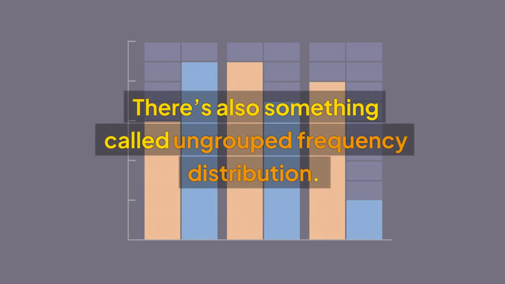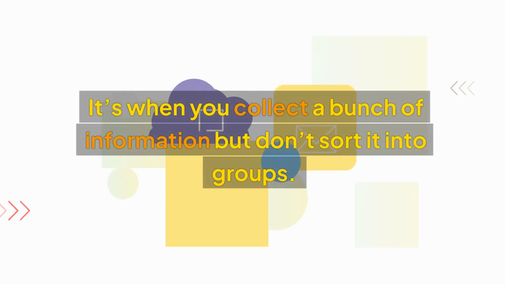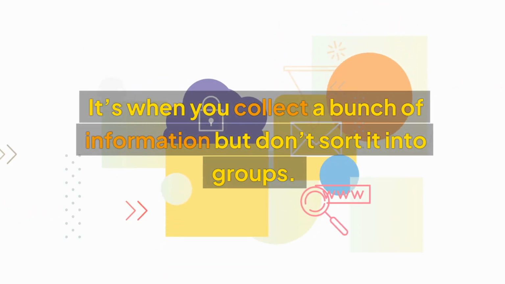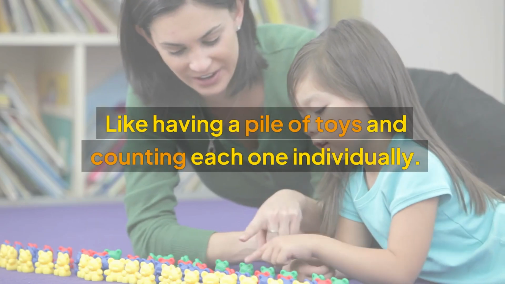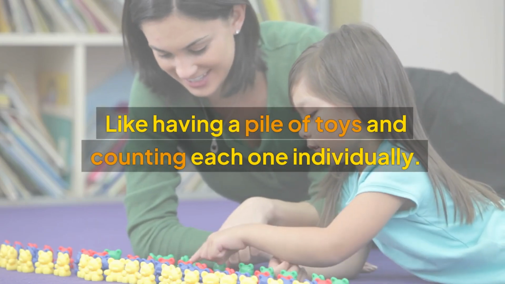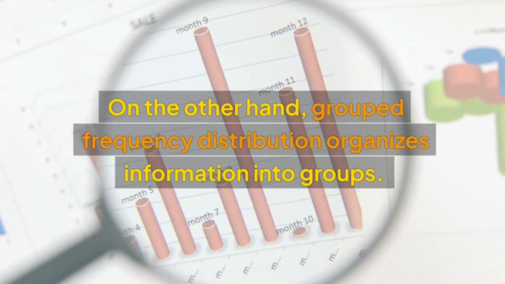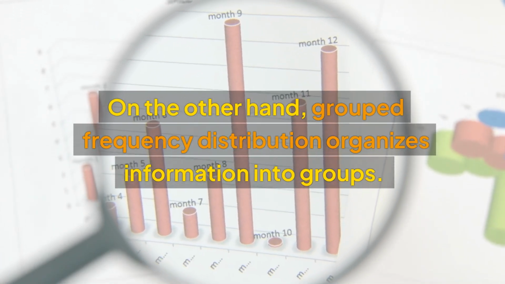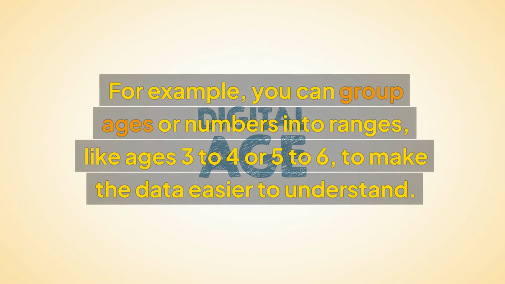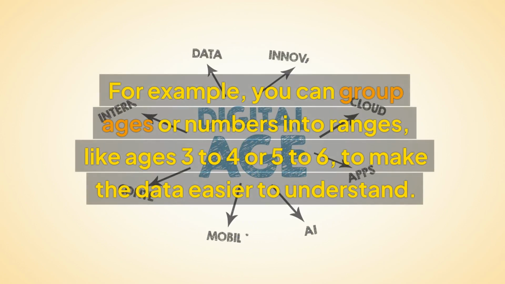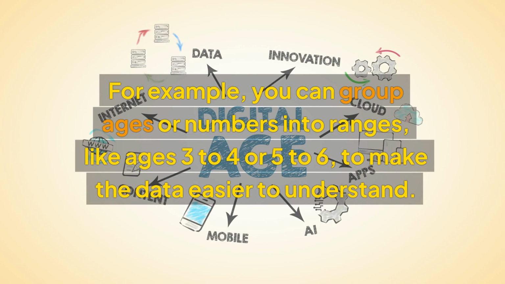There's also something called ungrouped frequency distribution. It's when you collect a bunch of information but don't sort it into groups. Like having a pile of toys and counting each one individually. On the other hand, grouped frequency distribution organizes information into groups. For example, you can group ages or numbers into ranges, like ages 3 to 4 or 5 to 6, to make the data easier to understand.